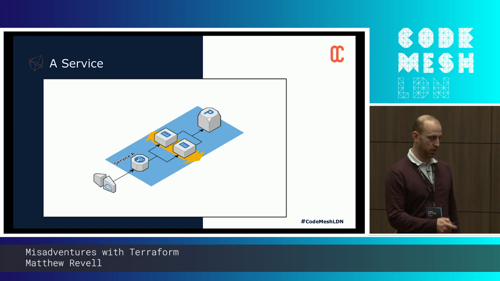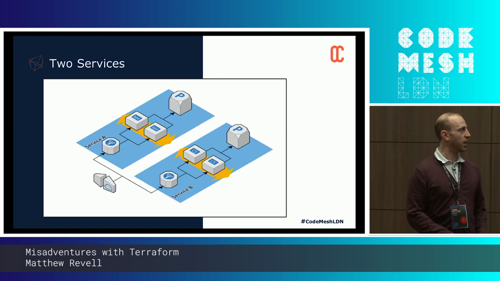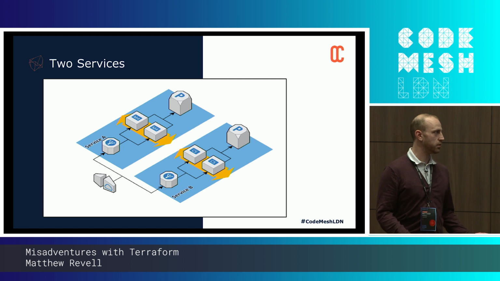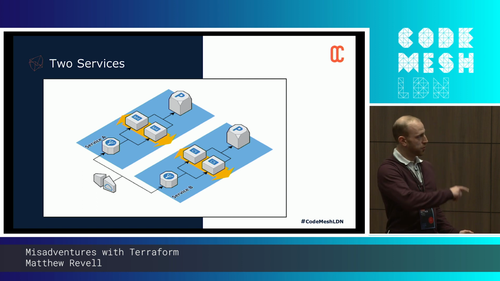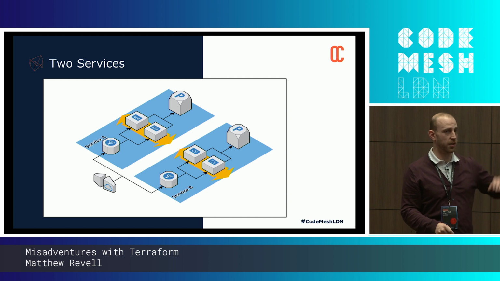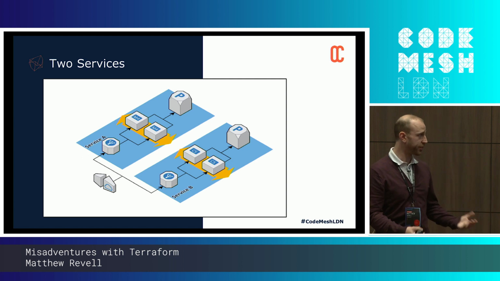Everything seemed great. And then we added another service, which we called Service B. And we weren't very creative with our naming schemas. And we did that again in Terraform. And these blue boundaries here are the states. So each one of those had its own state file in an S3 bucket somewhere.